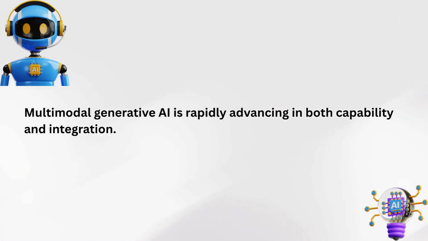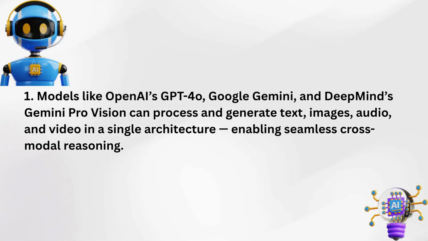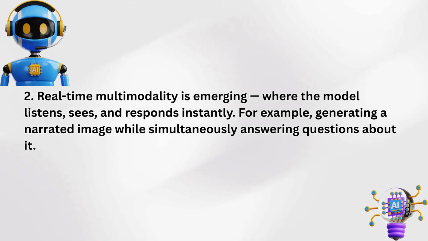Multimodal generative AI is rapidly advancing in both capability and integration. First, models like OpenAI's GPT-4o, Google Gemini, and DeepMind's Gemini Pro Vision can process and generate text, images, audio, and video in a single architecture, enabling seamless cross-modal reasoning. Second, real-time multimodality is emerging, where the model listens, sees, and responds instantly. For example, generating a narrated image while simultaneously answering questions about it.